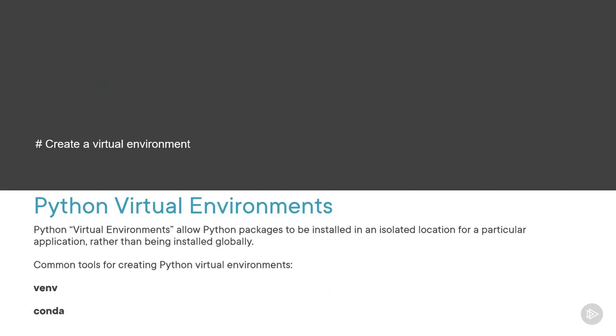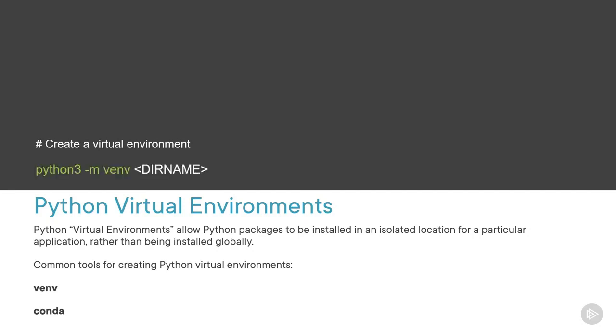Now let's talk about Python virtual environments. A virtual environment basically allows you to have Python packages installed in an isolated location for a particular task, or if you're developing an application, for a specific application, and those packages are not available globally in that instance. And so it's really good from an isolation and separation perspective if you don't want things to overlap or maybe even conflict, right? And the two most common tools used for creating Python virtual environments are venv and conda.